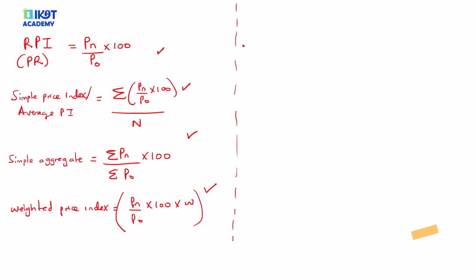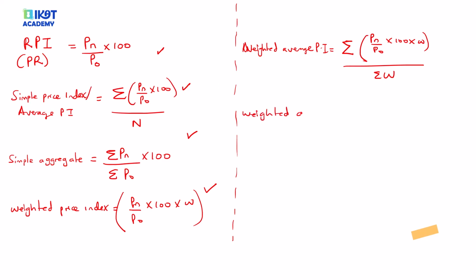Then from this we can have the weighted average price index. Now weighted average, every time you see average, you're going to add something big, so you're going to now add all the sums of all the weighted price indexes. This time, instead of out of the number, you're going to divide by the sum of the weights. Then now we go to weighted aggregate.